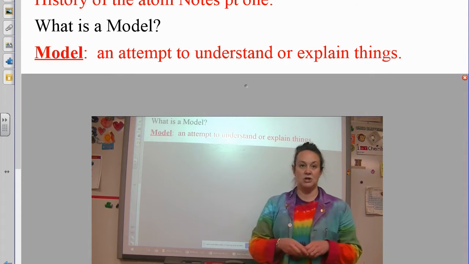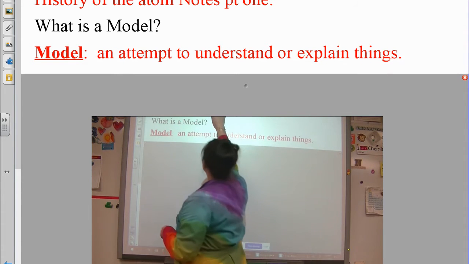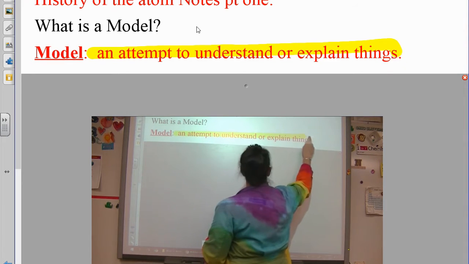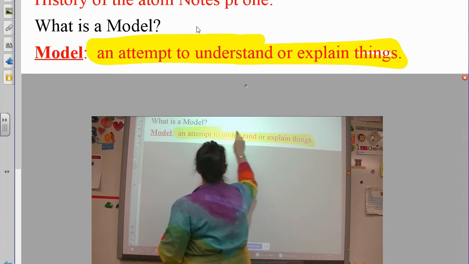So that's what I would jot down. A model is an attempt to understand or explain things.